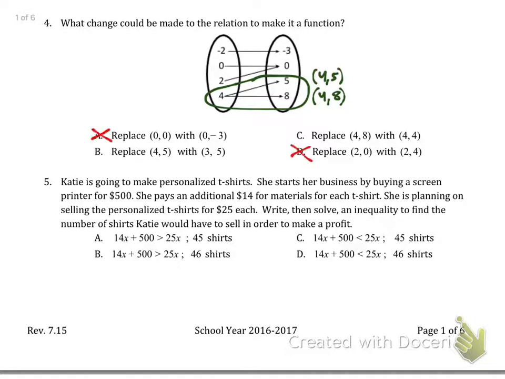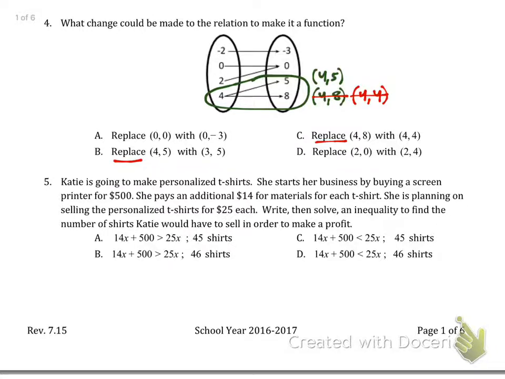If we were to replace 4,8 with 4,4, we would still have the problem of the same 4 input and different outputs. So that would not work either. Our only leftover option is B. And notice how 4,5 becomes 3,5. That means we have different inputs now, and that is perfectly fine. All right. So let me cross that out. We must do B. Number 5, Katie is going to make personalized t-shirts.